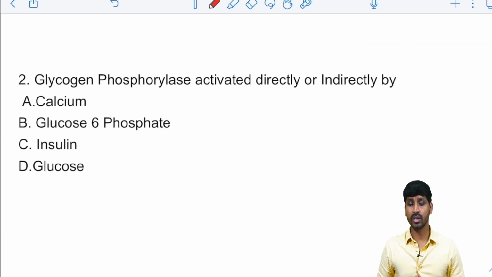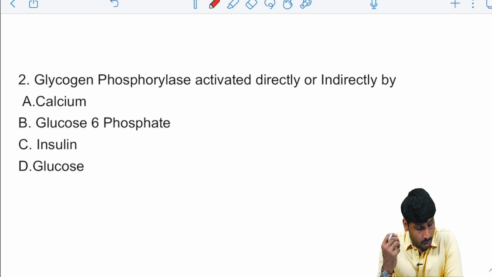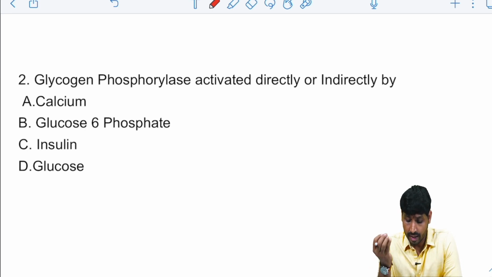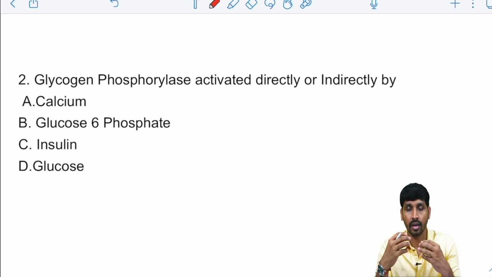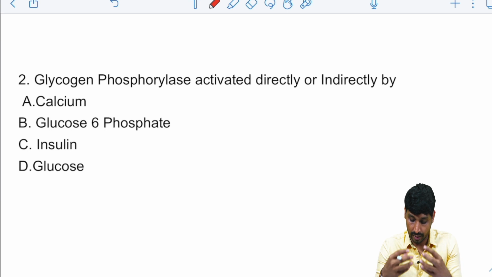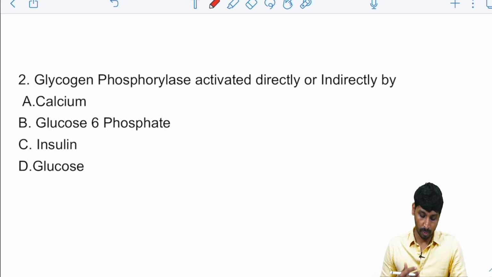Moving to the next question. The question asked is, glycogen phosphorylase is activated directly or indirectly by what substance? The probable options according to students are calcium, glucose 6-phosphate, insulin and glucose, right.